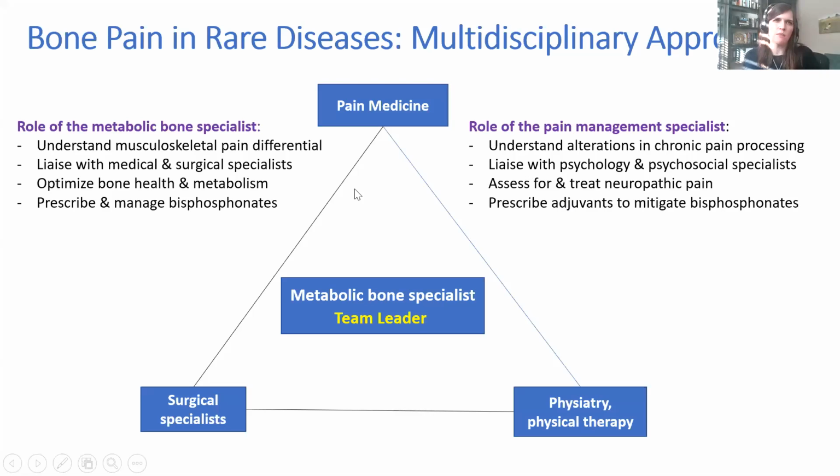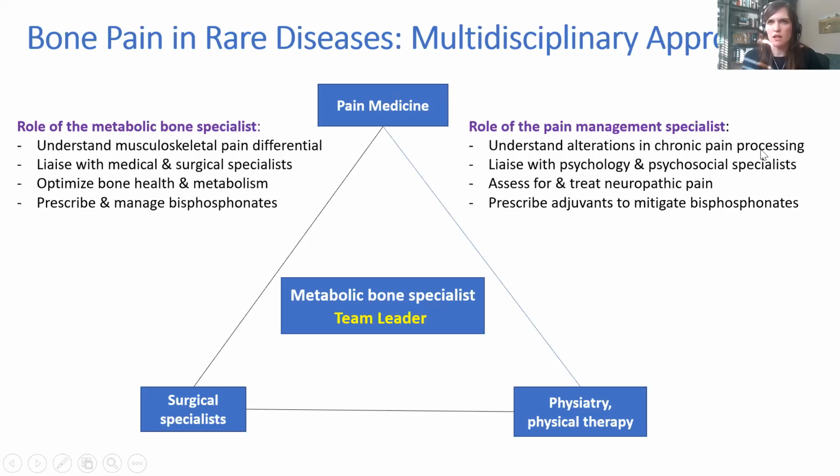So the role of the metabolic bone specialist and what we bring to the table is that we are best equipped to understand the broad differential of musculoskeletal pain. We're also skilled at liaising with other medical and surgical specialists. We understand the importance of optimizing bone health and metabolism. And we're also the appropriate specialists to be prescribing and managing bisphosphonates. And these are very complementary activities to pain medicine specialists.